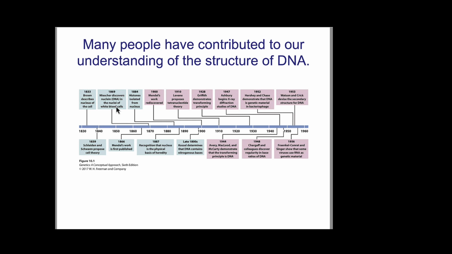We talked about in the first set of chapters the Schleiden and Schwann cell theory, Mendel's work, and then you're going to see here's Levene, his proposal of the tetranucleotide theory, which was somewhat incorrect, but was laying the foundation for what we need to know. But then we're going to get into some more experiments like Griffith's experiment, which was very instrumental in what we know today.